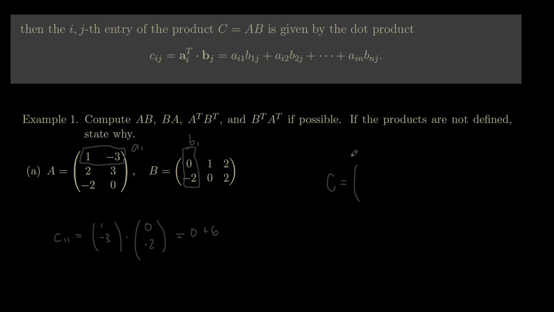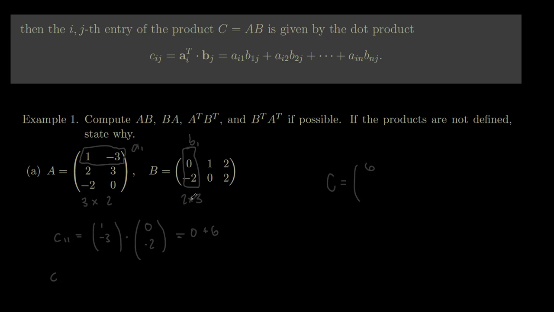So my first entry is going to be 6. Now let's go to C. By the way, the matrix C we said was going to be of size... This one, that's right, is 3 by 2. This one is, I should have started with that, 2 by 3.